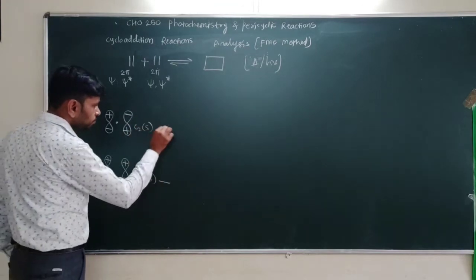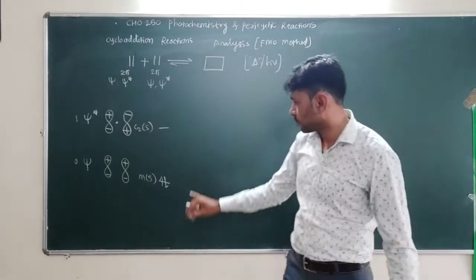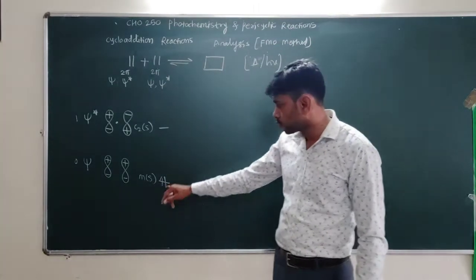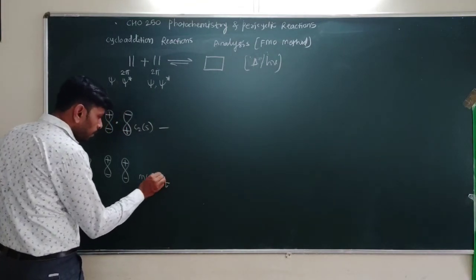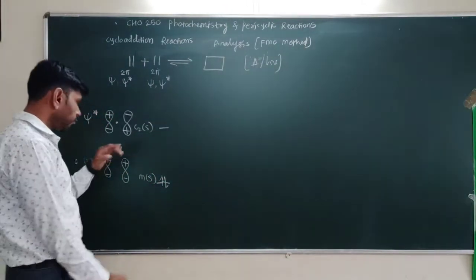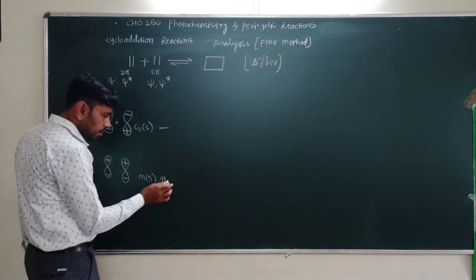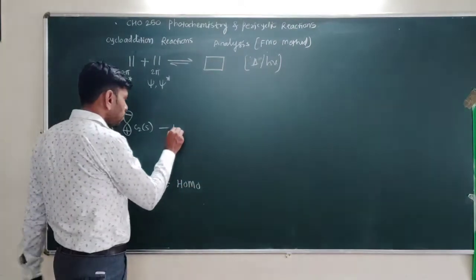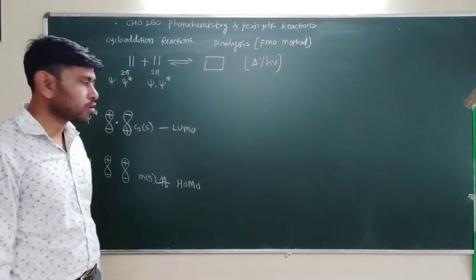Now the 2 pi electrons have entered into the ground state orbital. This is where the 2 pi electrons enter, and the other orbital is empty. So now which is the HOMO here? This is the first unit we are discussing. The last orbital containing the electrons is the highest occupied molecular orbital, and this is the lowest unoccupied molecular orbital.